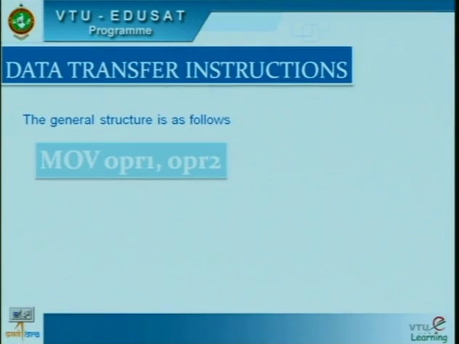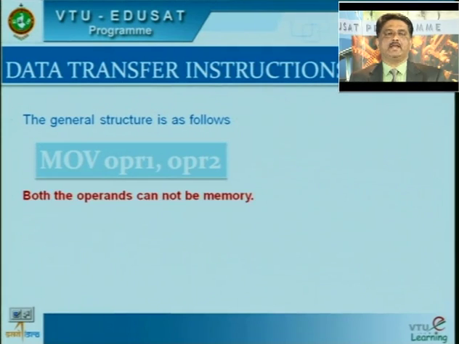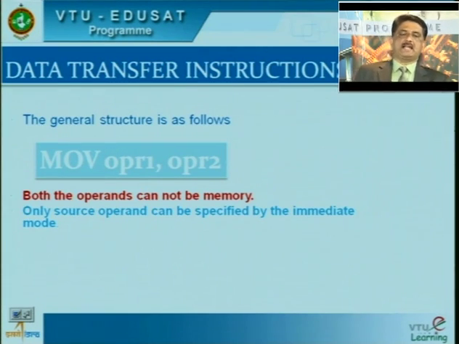We have more than 112 instructions in the 8086 instruction set. Since there is a huge number of instructions to be discussed, I will take you through a quick approach for the data transfer instructions, which are very self-explanatory. The general structure of a data transfer instruction is as follows: MOV operand 1 comma operand 2, where both the operands cannot be memory. Only the source operand can be specified by the immediate mode.